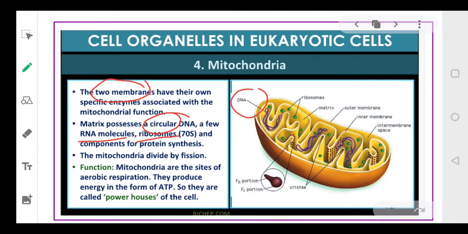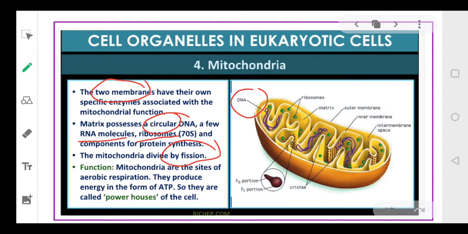And mitochondria divide by using a process which is called fission. Means one mitochondria can easily divide into two. So this process is called fission. Now we are talking about the mitochondria. Can you guess what is the significance of mitochondria, or what are the functions of mitochondria?